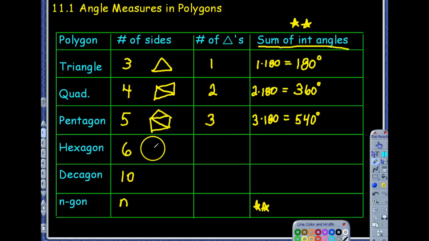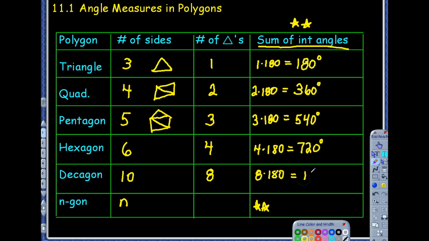Okay, so instead of drawing, I'm not going to draw all of these. So a hexagon, how many triangles did we end up with? There were 4 triangles in the hexagon. So the sum would be just 4 times 180. So the number of triangles times 180 gets you 720. All right. What about in a decagon? Decagon, there were 8 triangles. So 8 times 180, which gives us 1,440.